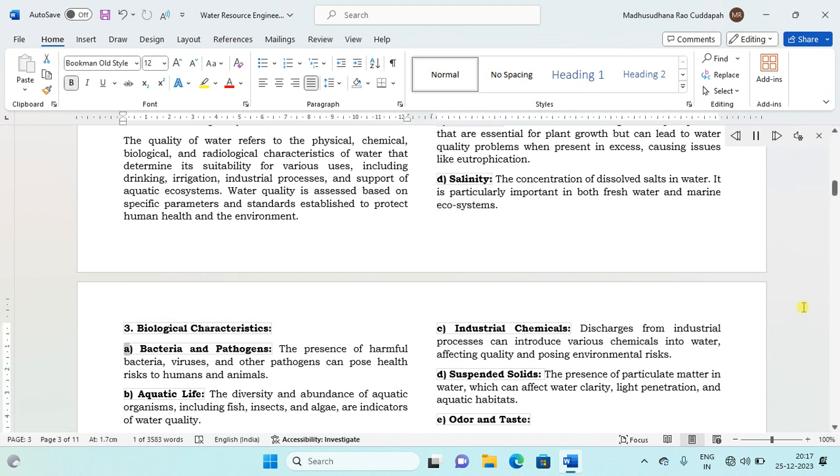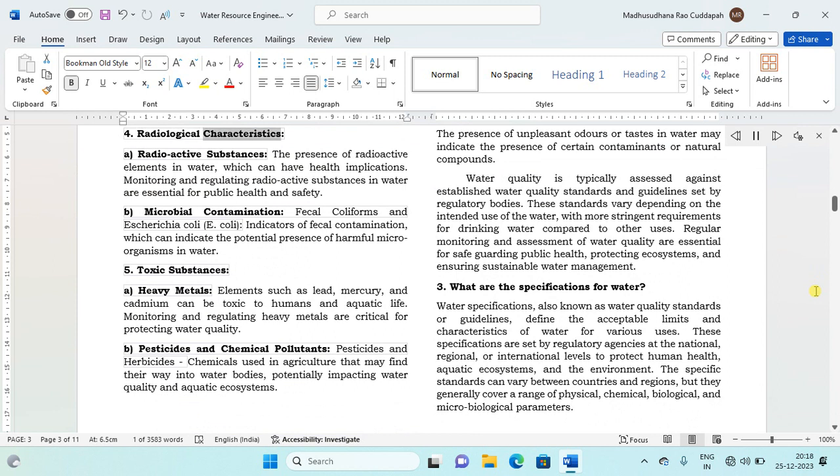3. Biological characteristics. A. Bacteria and pathogens, the presence of harmful bacteria, viruses, and other pathogens can pose health risks to humans and animals. B. Aquatic life, the diversity and abundance of aquatic organisms, including fish, insects, and algae, are indicators of water quality. 4. Radiological characteristics. A. Radioactive substances, the presence of radioactive elements in water, which can have health implications. Monitoring and regulating radioactive substances in water are essential for public health and safety.